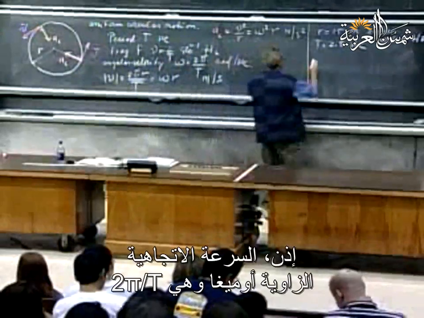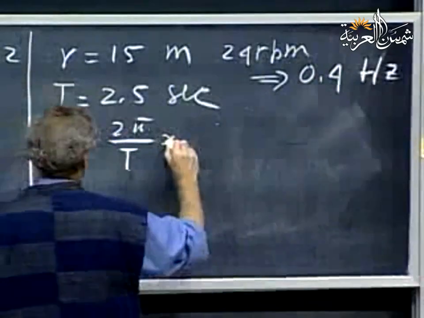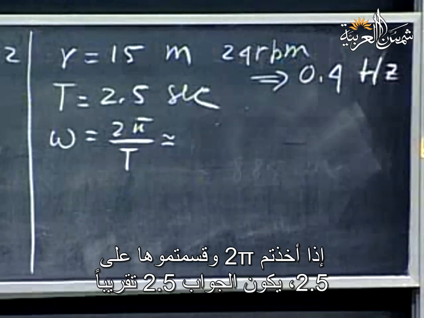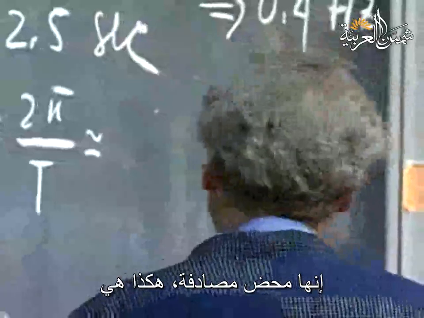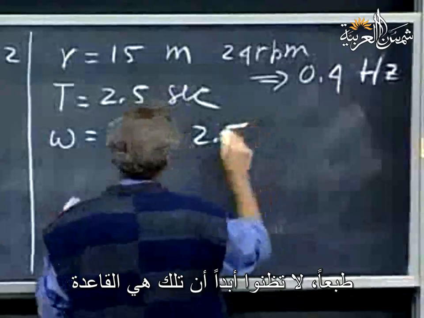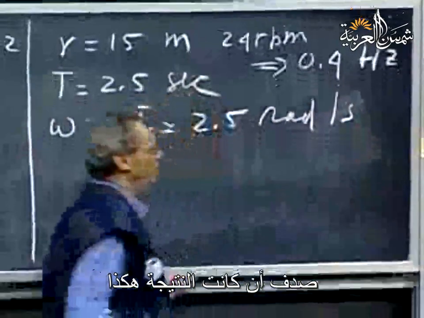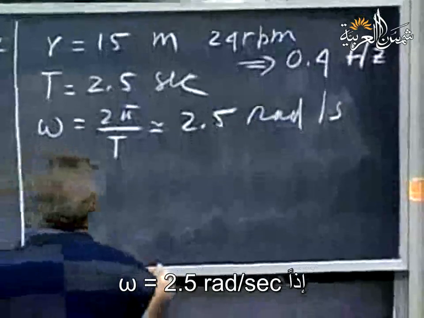So the angular velocity, omega, which is 2 pi divided by T, if you take 2 pi and divide it by 2.5, it just comes out to be roughly 2.5, which is purely accident. That's the way it is. Don't ever think that that has to be the same, of course. It just happens to come out that way for these dimensions. So omega is about 2.5 radians per second.